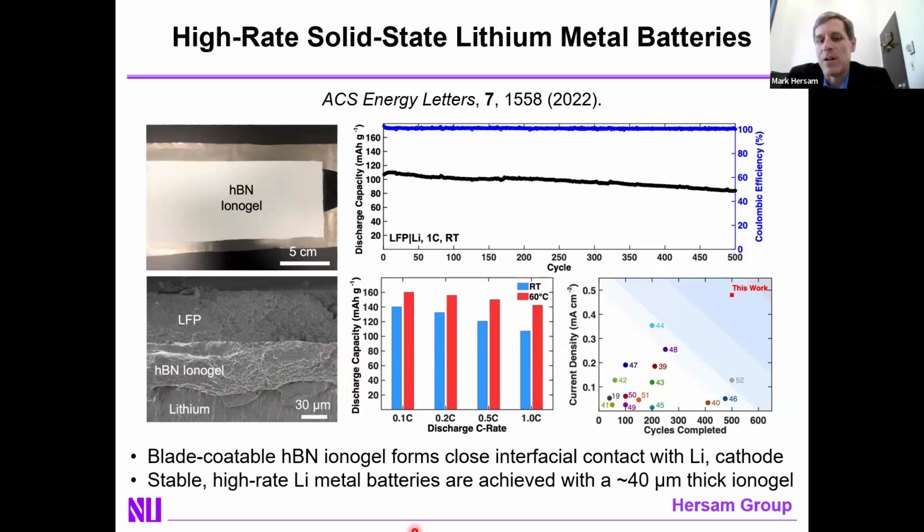This works quite well. You can get very nice cycling performance using lithium metal batteries, where this is now suppressing lithium dendrite growth, allowing us to get both high cycling and high current density.